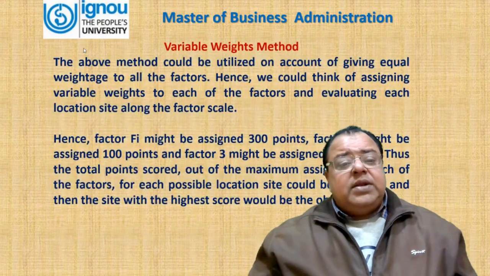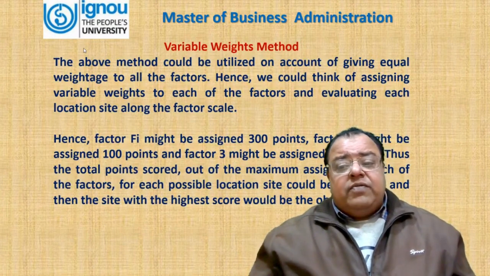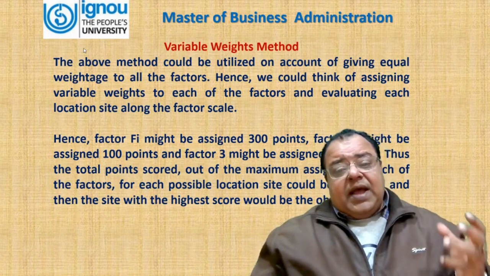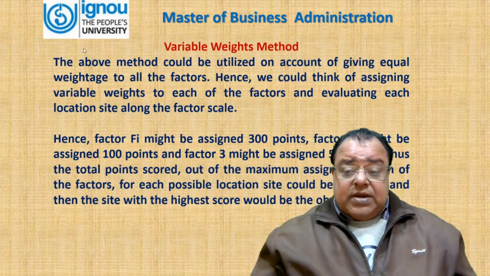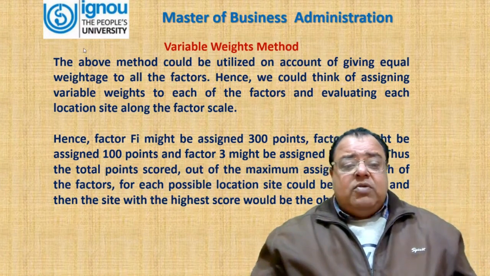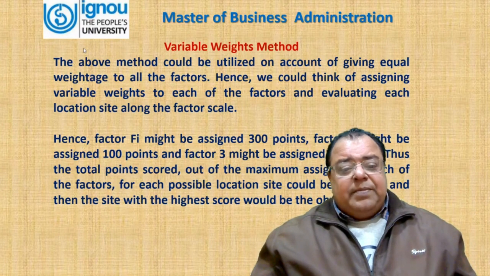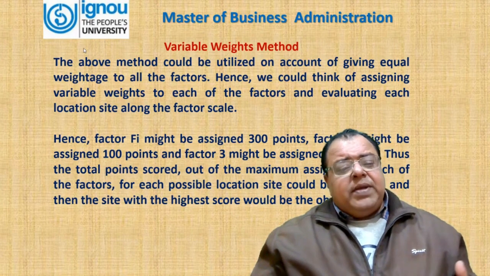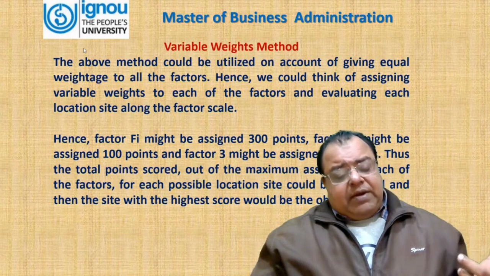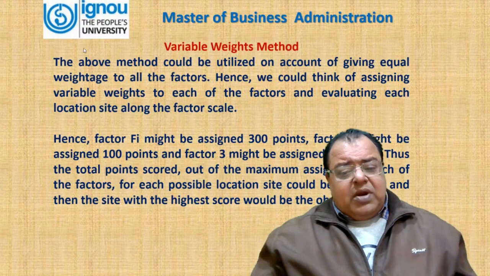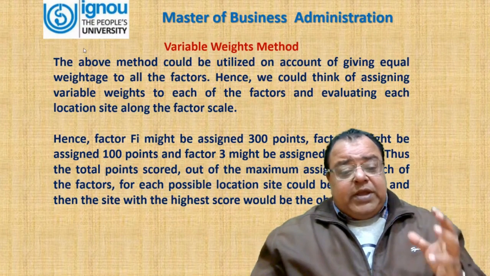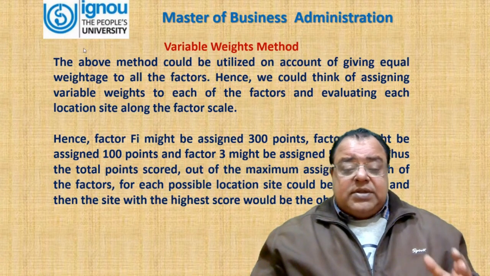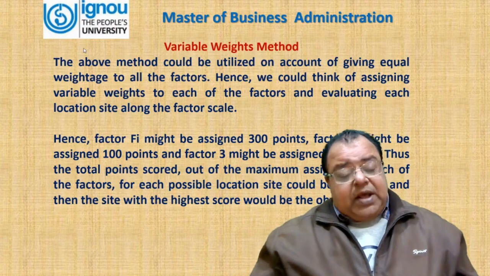For variable weight method, the previous method gives equal weightage to all the factors. Hence, we could think of assigning variable weights to each of the factors and evaluating each location site along with the factor scale. Hence, factor 1 might be assigned 300 points, factor 2 might be assigned 100 points, factor 3 might be assigned 50 points. Thus, a total point score out of the maximum assigned to each of the factors for each possible location could be obtained, and then the site with the highest score would be the obvious choice.